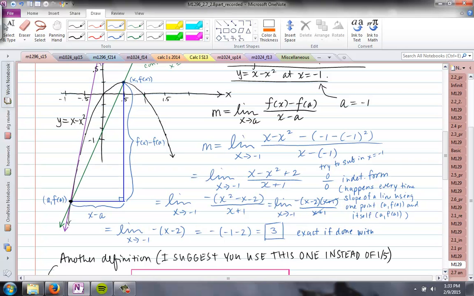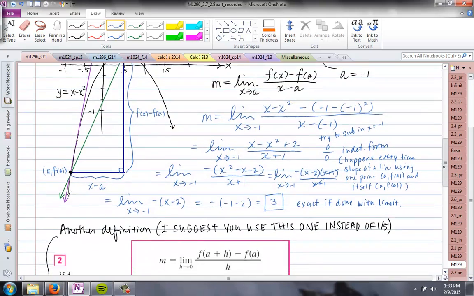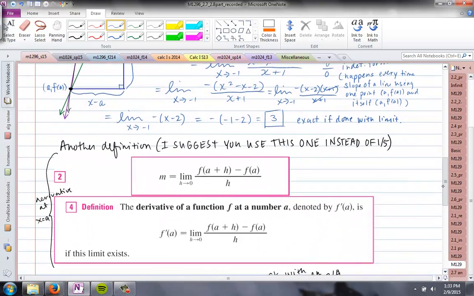Okay, so I'm going to stop this recording just in case I can't get through the next one. But we're going to redo this example with another definition.